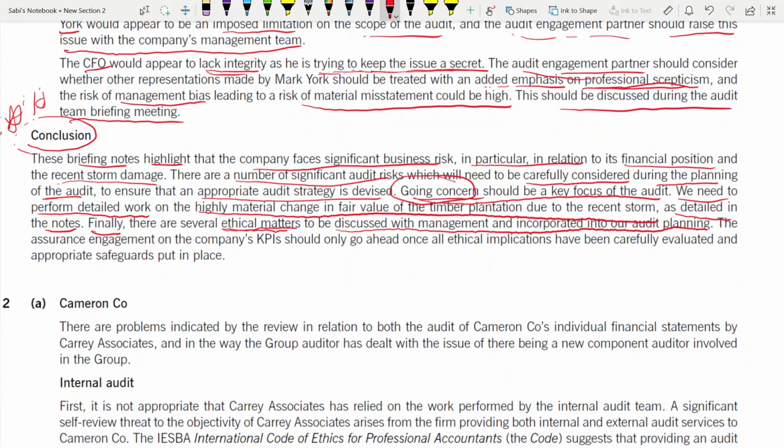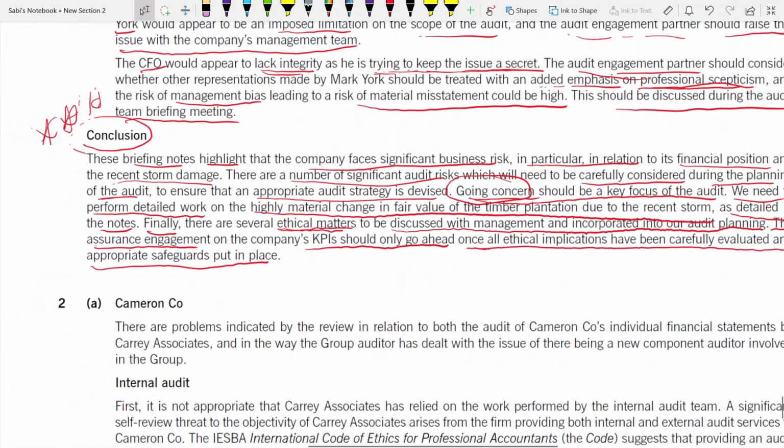Then we are talking about the assurance engagement. The assurance engagement on the company's KPI should only go ahead once all ethical implications have been carefully evaluated and appropriate safeguards are put in place. Then only you can go ahead with the assurance engagement. So that's it, this is the final conclusion you're giving. If you see the introduction and the conclusion, they are very much similar. Introduction told this is what you are going to do. Conclusion said this is what you have done, and this is the final result: you have to go for the assurance engagement after all the safeguards are in place. You see, there's a link.